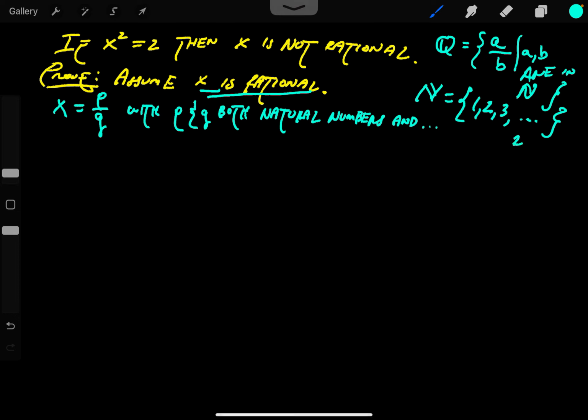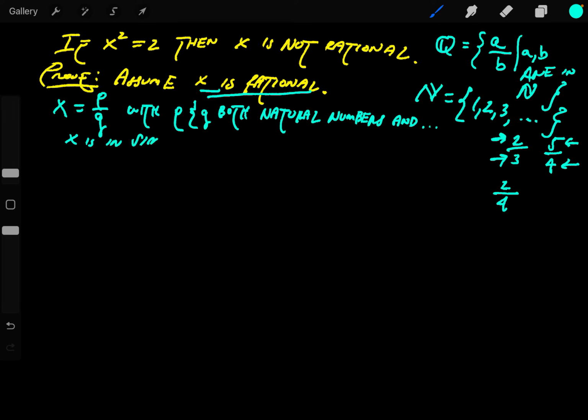So like 2 over 3, 5 over 4, right? This is a natural number, this is a natural number, the division of any natural numbers. So 2 over 4 is also such a number. Now, I want to say, and x is in simplest terms, and we need to understand what this means.